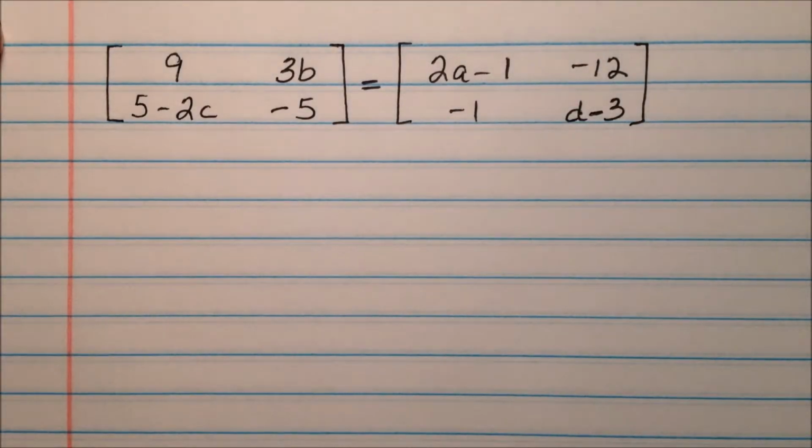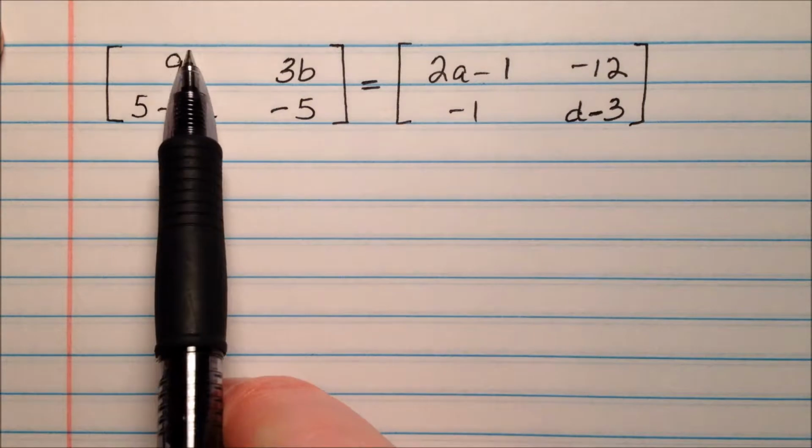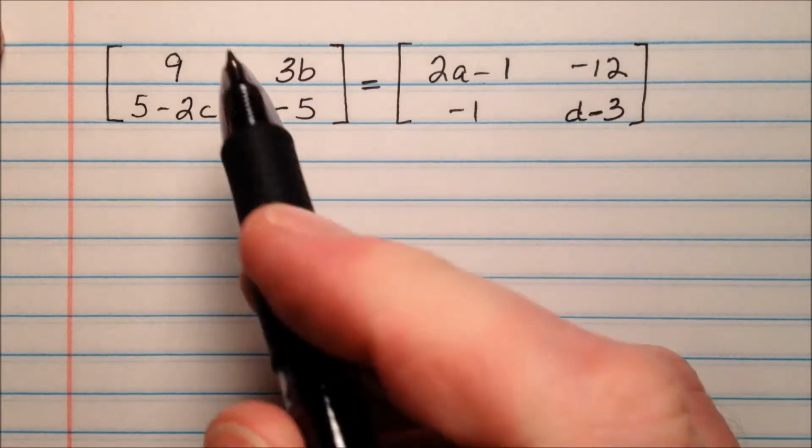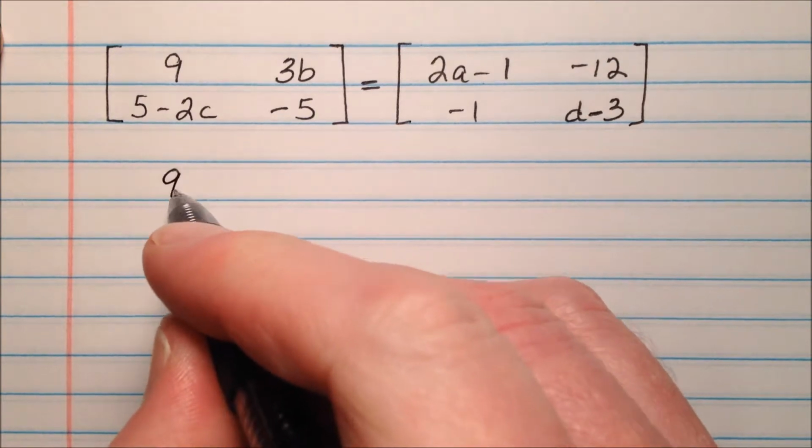In this problem, we're to use the equal matrices to determine the values of A, B, C, and D. So we know that if the matrices are equal to one another, then their corresponding entries are also equal. So for example, I know 9 is equal to 2A minus 1. So I'm going to write that equation.